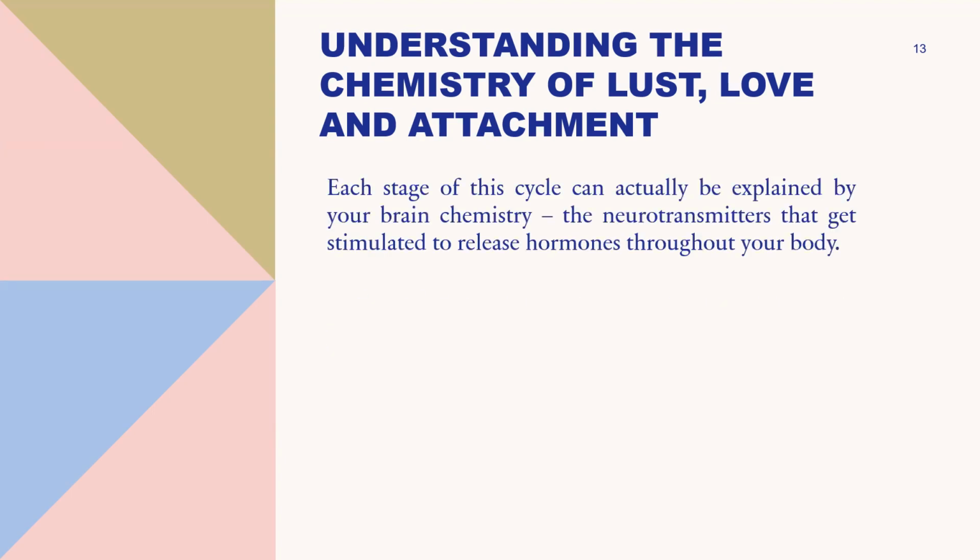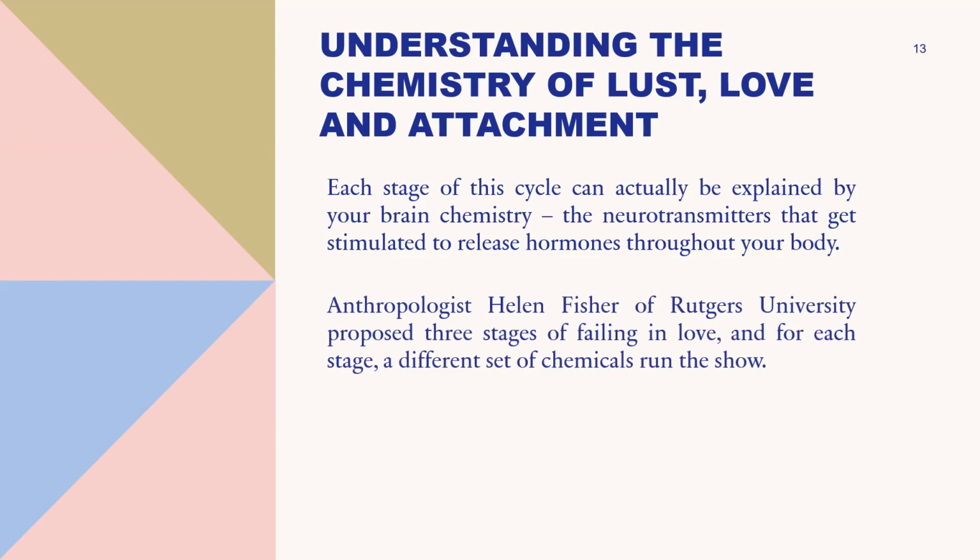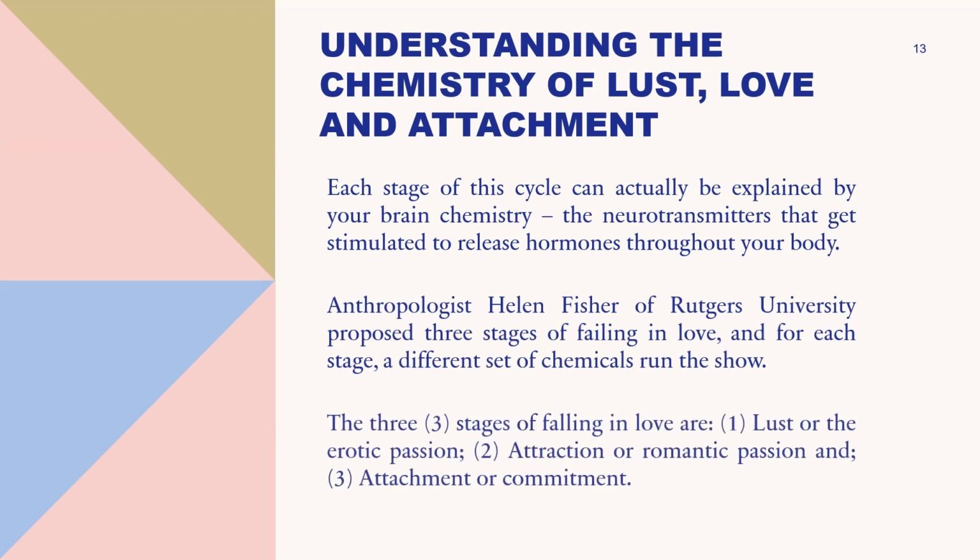Each stage of this cycle can actually be explained by your brain chemistry, the neurotransmitters that get stimulated to release hormones throughout your body. Anthropologist Helen Fisher of Rutgers University proposed 3 stages of falling in love. And for each stage, a different set of chemicals run the show. So these are the 3 stages of falling in love according to Helen Fisher. First is lust, or the erotic passion. Second, attraction, or the romantic passion. And the third one is attachment, or the commitment.